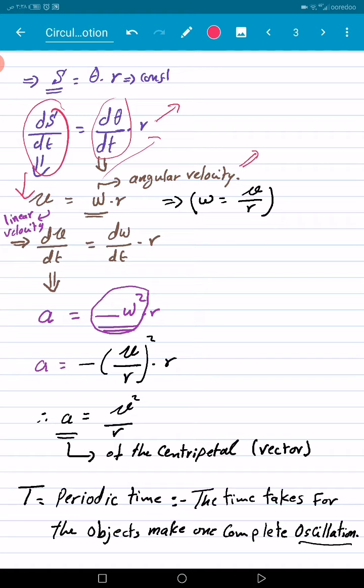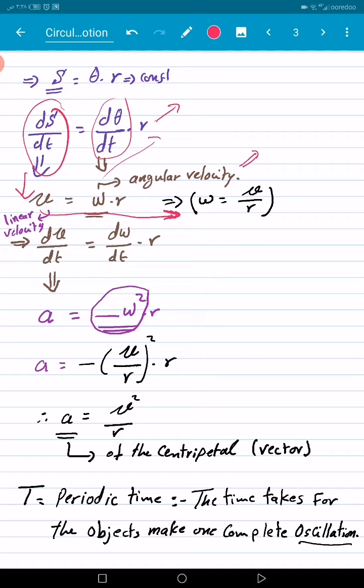So from this equation, v as a linear velocity is equal to the angular velocity times R. From this equation also I can find that the angular velocity is equal to v over R.